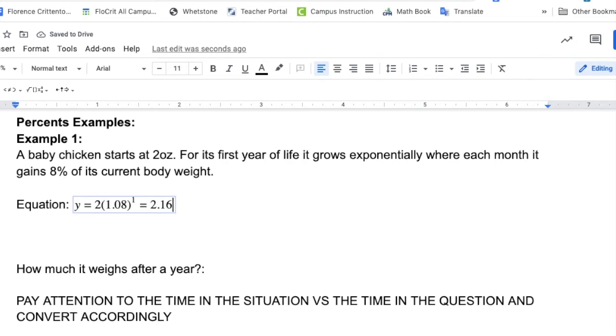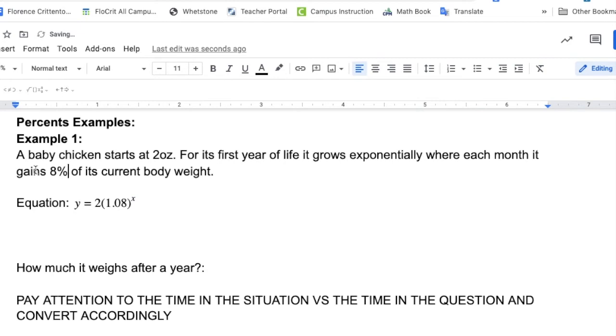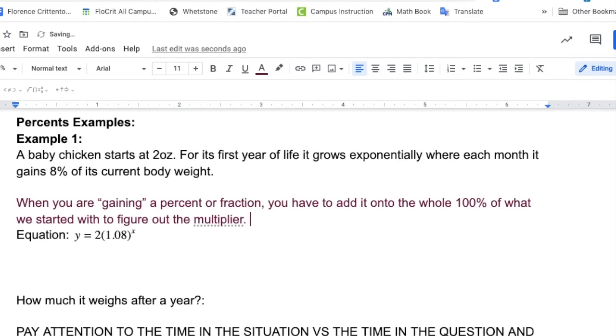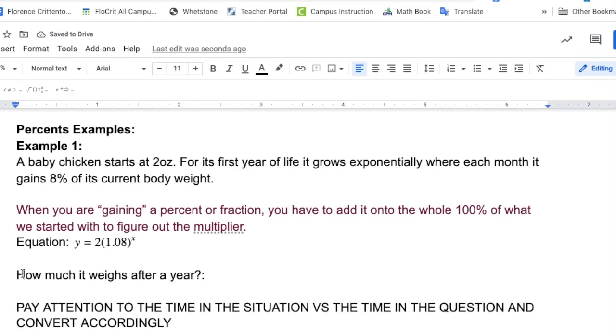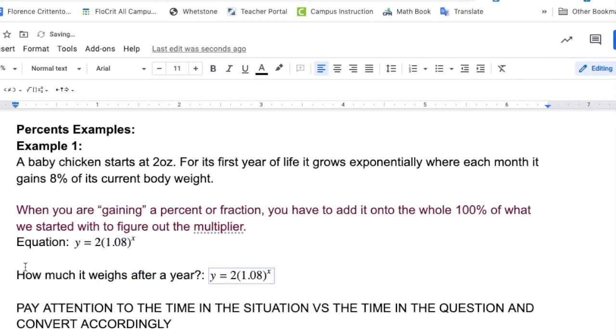So going back to the equation, the equation has an x up here. Here's the thing: if you're gaining a percent, you have to add that percent to 100% first. So when you are gaining a percent or a fraction, you have to add it on to the whole 100% of what we started with to figure out what your multiplier is going to be, because it's the whole 100% plus the 8%, which gives us the decimal 1.08 for the final equation. Then the next part asks, how much is it going to weigh after 1 year? So I'm going to take my equation, and then what am I going to plug into x?